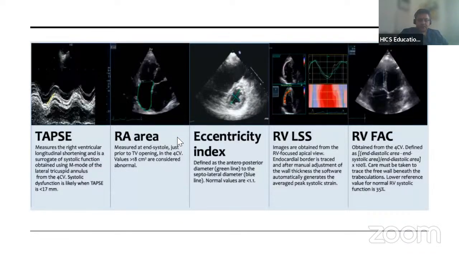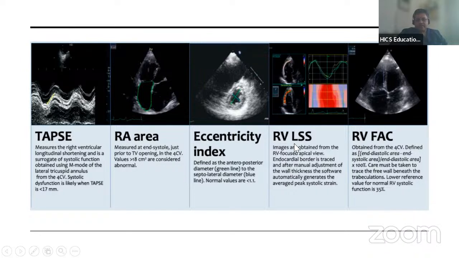So to put everything together, the tricuspid annular plane systolic excursion measures the right ventricular longitudinal shortening and is a surrogate of systolic function using M mode of the lateral tricuspid annulus. Systolic dysfunction is likely when the TAPSE is less than 16 millimeters. The right atrial area, which is measured at end systole just prior to the tricuspid valve opening, will also be a marker of RV strain. Values more than 18 square centimeters are considered abnormal.